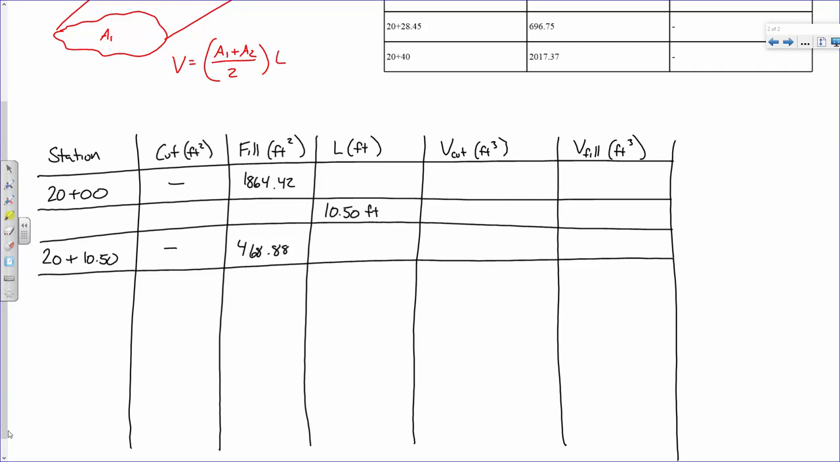Okay. So how do I do that? Well, first off, what's the volume of cut? Well, between these two points, there's no cut. Okay. We're not cutting anything on this station, not cutting anything on this station. So that's going to be zero.